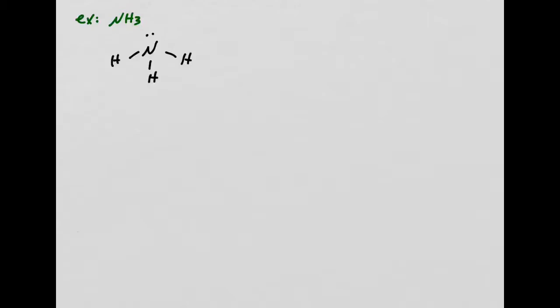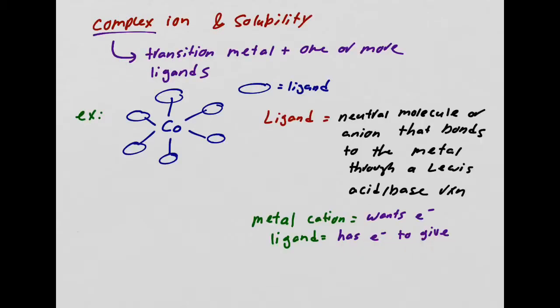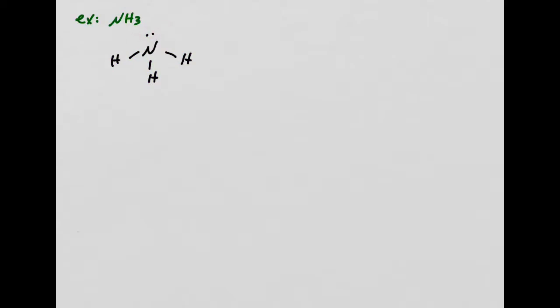The ligand has to have electrons to give. Does ammonia have electrons to give? It does, so it's a ligand. Okay, so let me give you an example. This is my ligand. Ammonia is a ligand. Let me give you an example of a complex ion.